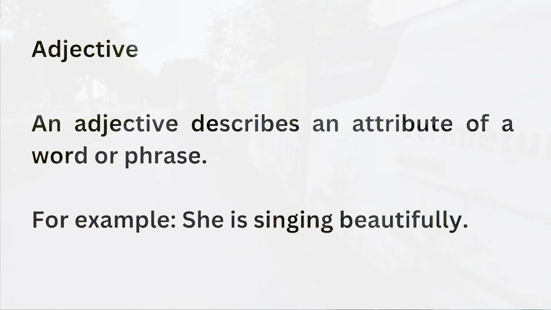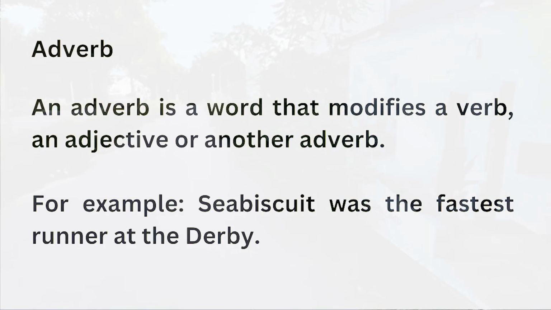Adjective. An adjective describes an attribute of a word or phrase. For example, she is singing beautifully. Adverb. An adverb is a word that modifies a verb, an adjective, or another adverb. For example, Seabiscuit was the fastest runner at the Derby.